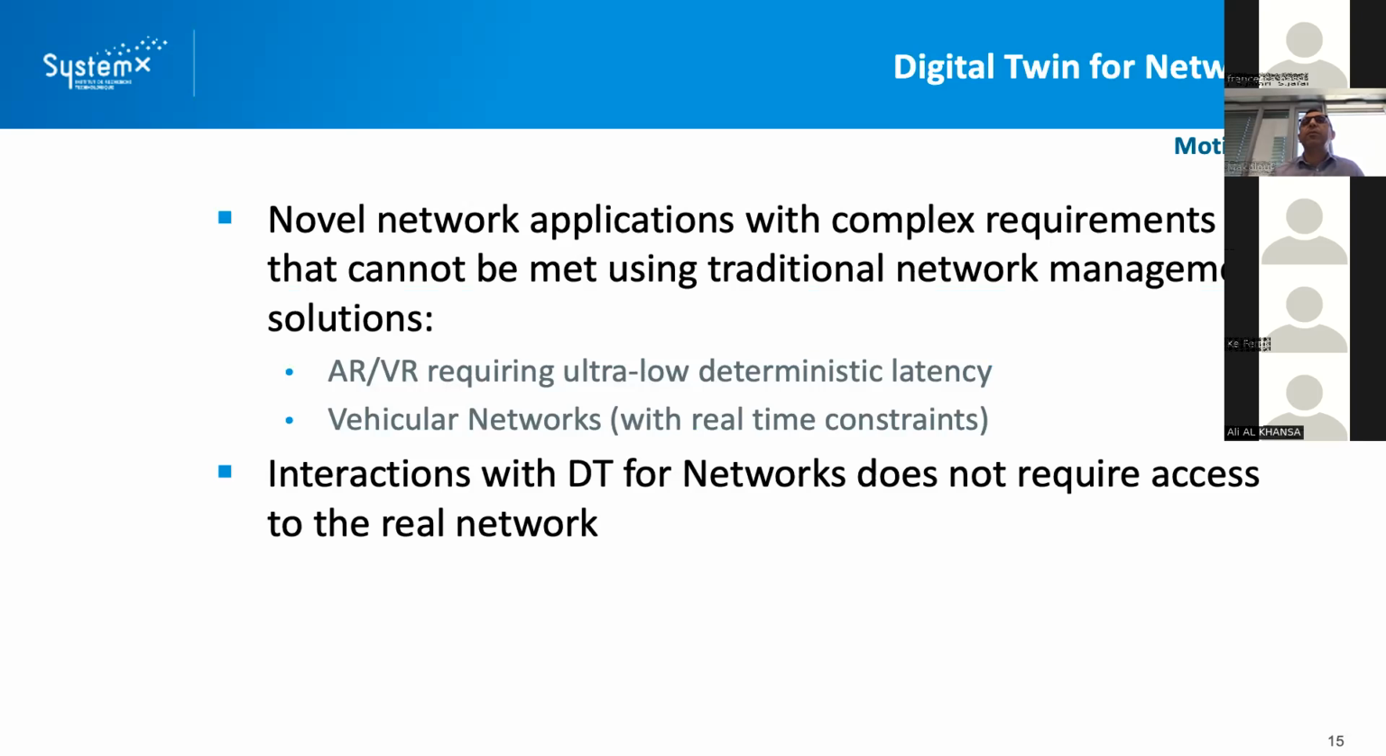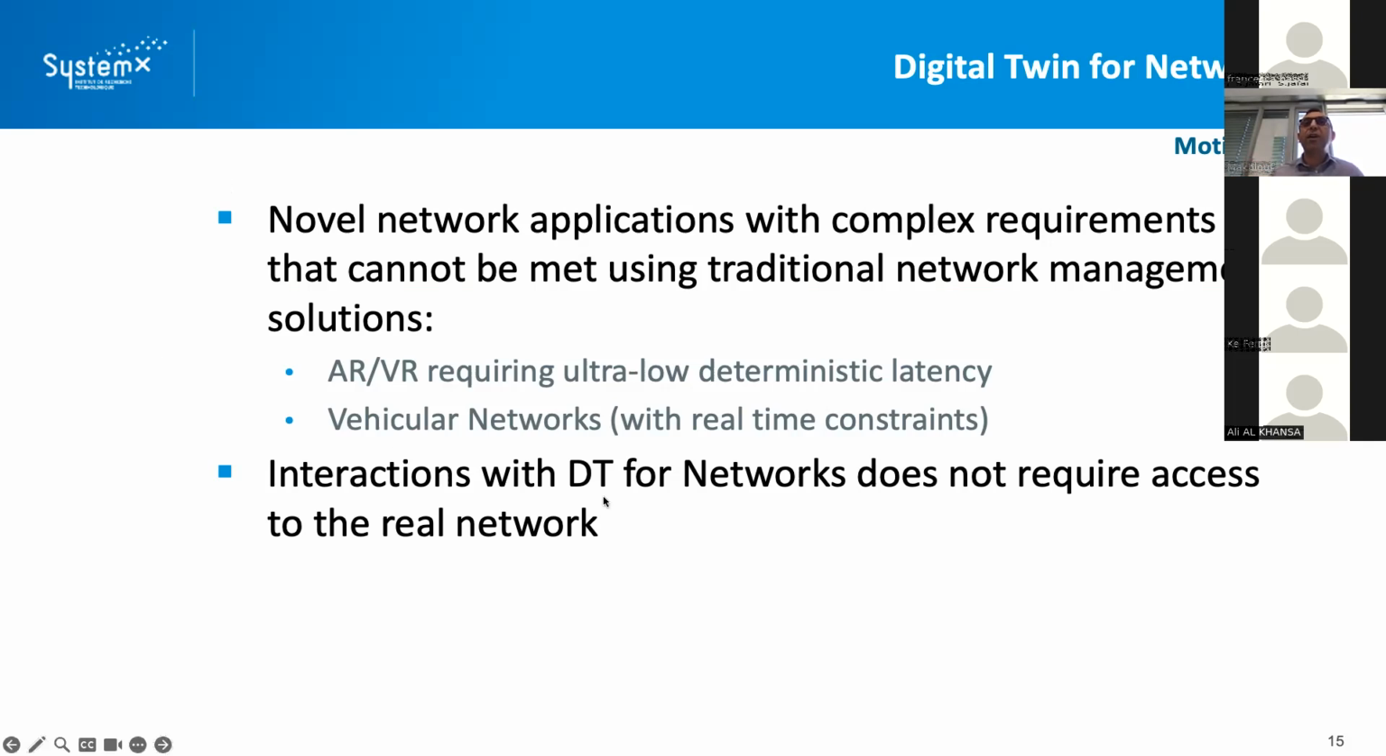So we need, for example, technologies which rely on ultra low deterministic latency, such as AR/VR. We can also rely on one use case, as I mentioned before, which is vehicular networks with real-time constraints. So we can use this virtual representation to reduce the cost when managing or modifying the network, trying to understand what's going on if I move this node to another one, or reconfigure the network as I want. Of course, without impacting the physical representation of this twin.